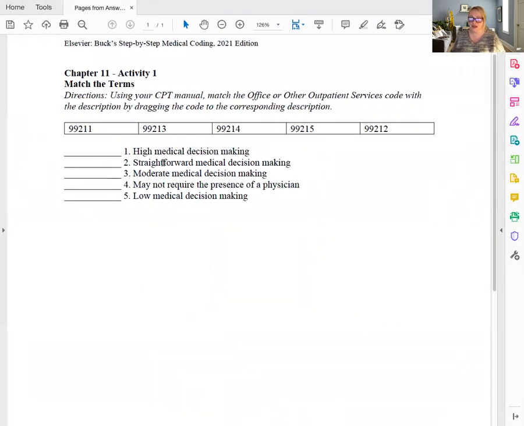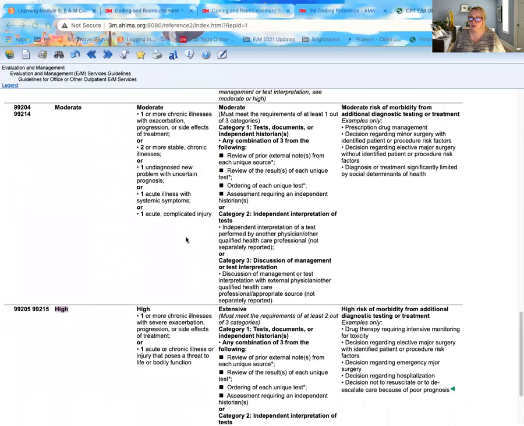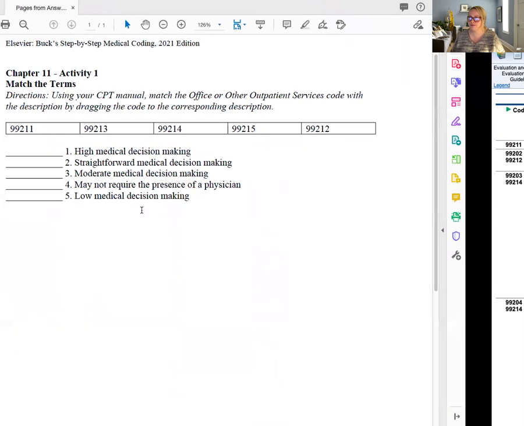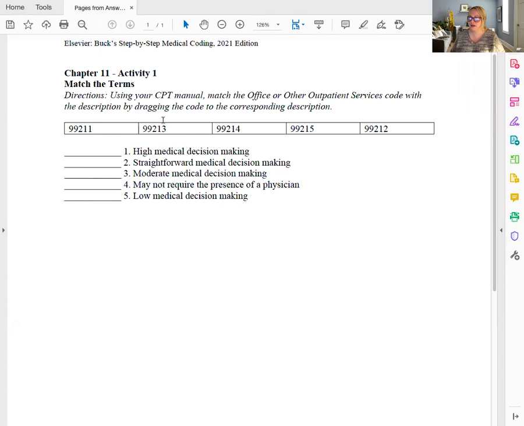Our next one is a straightforward medical decision making. Again, we want to go to our chart to pull up which level of service, a 99202 or a 99212, has a straightforward medical decision making. And here we would see 99212 on our list, and that would be our answer for number 2.